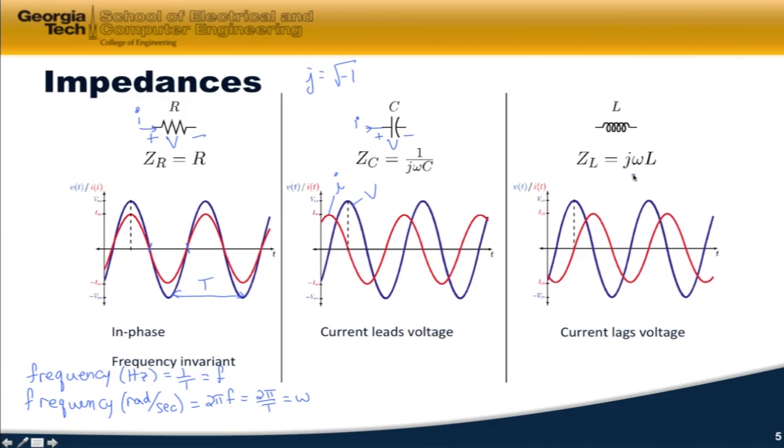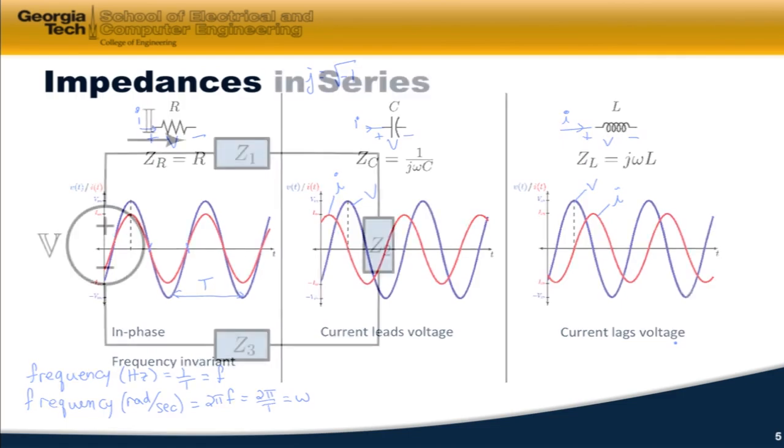For an inductor, it's j times omega times L. And again, if I plot the voltage-current relationship for a sinusoidal voltage, if this is the voltage in this plot and the current is in this plot, then what we say is that the current lags the voltage. It comes after it. It looks like it's delayed. So these are the three impedances that I'm going to need a great deal when I'm analyzing circuits with an alternating current, or in other words, sinusoidal input.